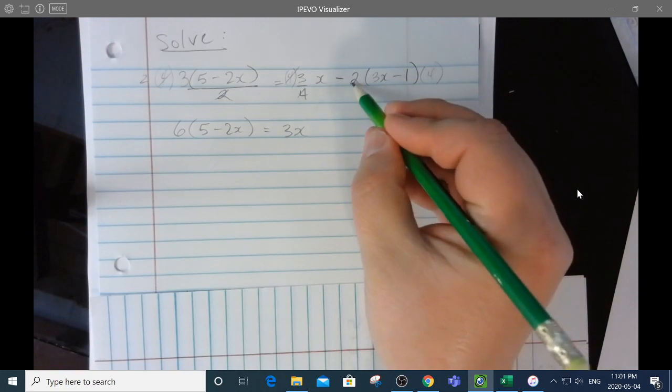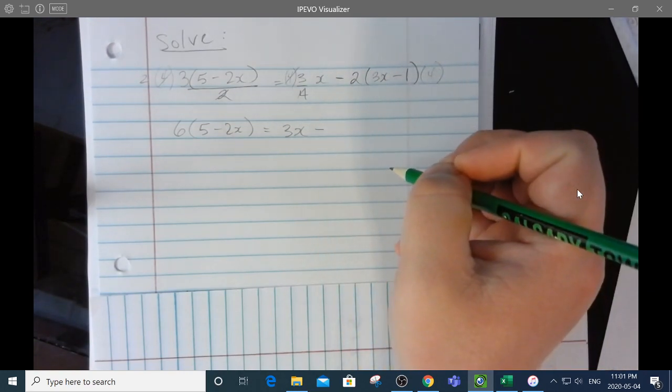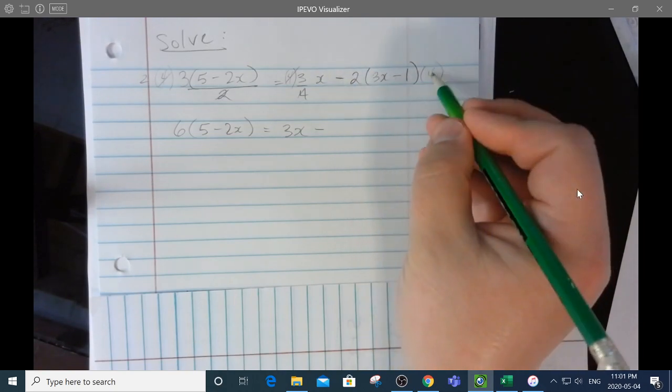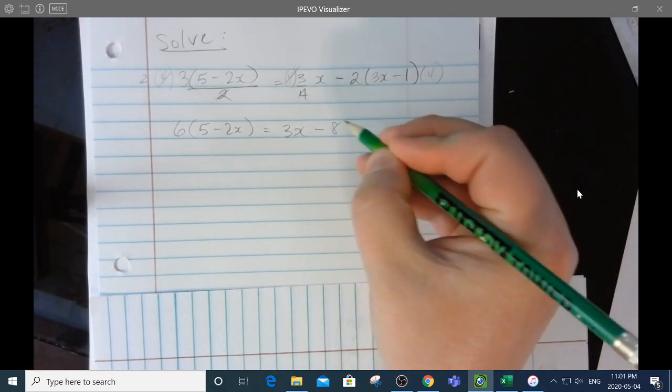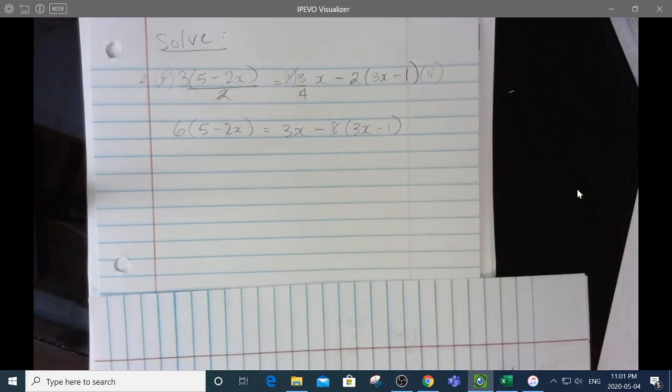And a number times a number times a number, it doesn't matter what order you do it. So I'll do the two non-algebra numbers first. 2 times 4 is 8. It's still a minus. And then 3x minus 1. Okay, so there we go. Mission accomplished. No more fractions. But I still got some brackets to expand.